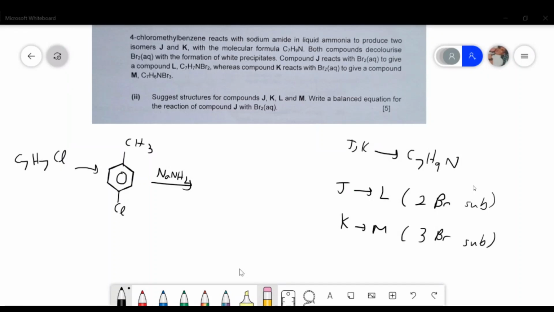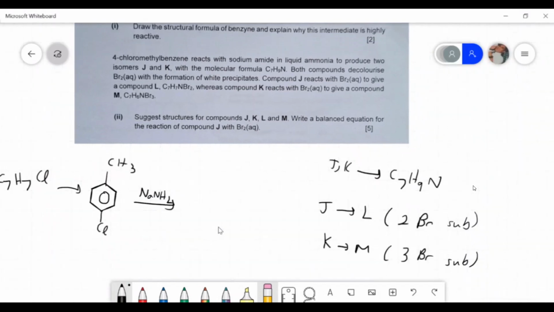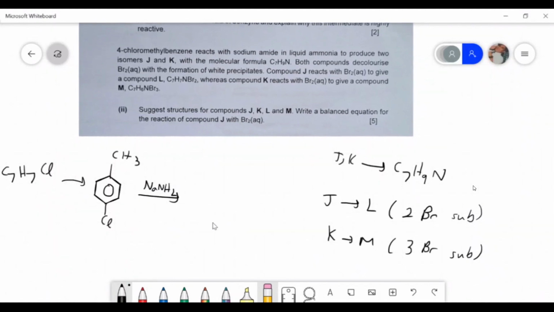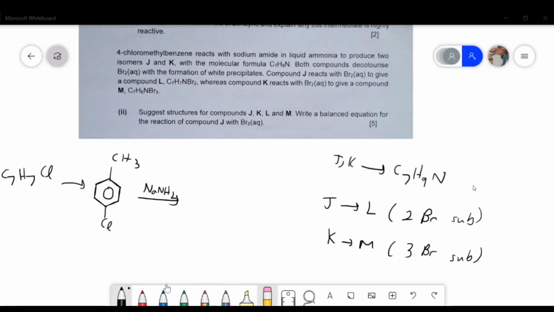So the first thing to do is to see what's happening when our starting material is changed to G and K. What's the change in the formula? Our Cl is being replaced with an NH2 group, correct? And we're given the premise that two isomers are formed, G and K. We know that the product of J through electrophilic substitution has two bromines, and the product of K has three bromines.